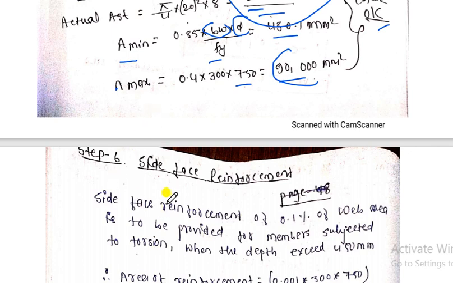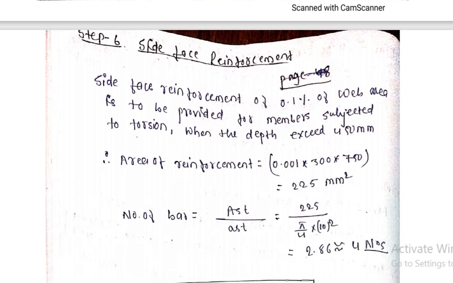Now for step 6 we are going to calculate. My dear friends, in L sections we need to calculate the side face reinforcement also. Once I show you the detailing diagrams, you will understand. Why do we need to calculate the side face reinforcement? As we know, an L section member is subjected to torsion. Due to the torsion, we need to provide extra bars to prevent failure. At the supports the torsion moment is acting, so we have to provide extra bars as the side face reinforcement.